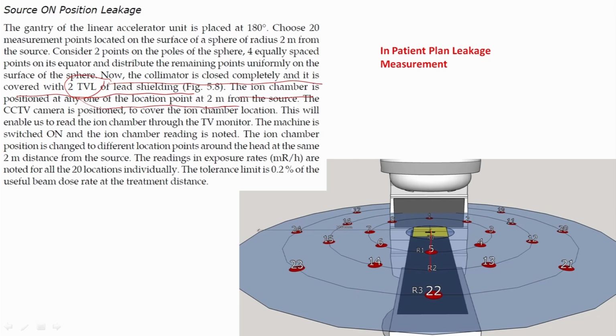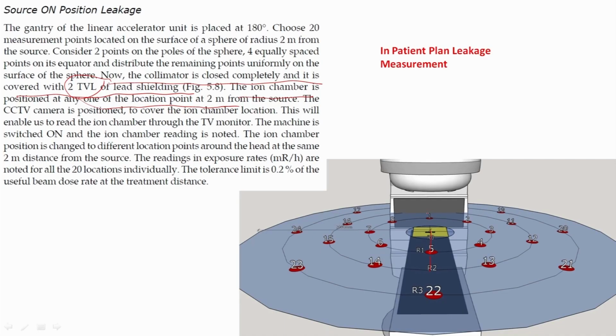These are the different locations. You can see the numbers 1, 2, 3, 4. So at all these points, one by one, you need to put either an ionization chamber or a radiation survey meter. If you are using an ionization chamber for source on position leakage, you need to connect it with the electrometer, measure the charge, and then calculate.